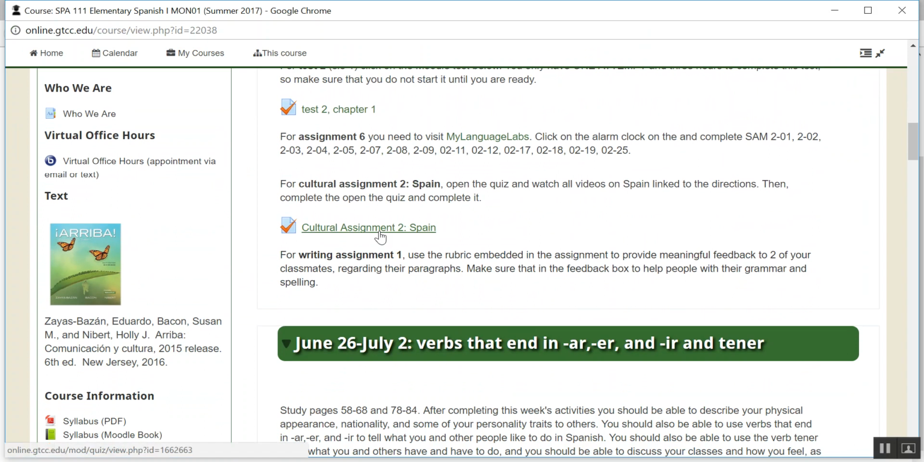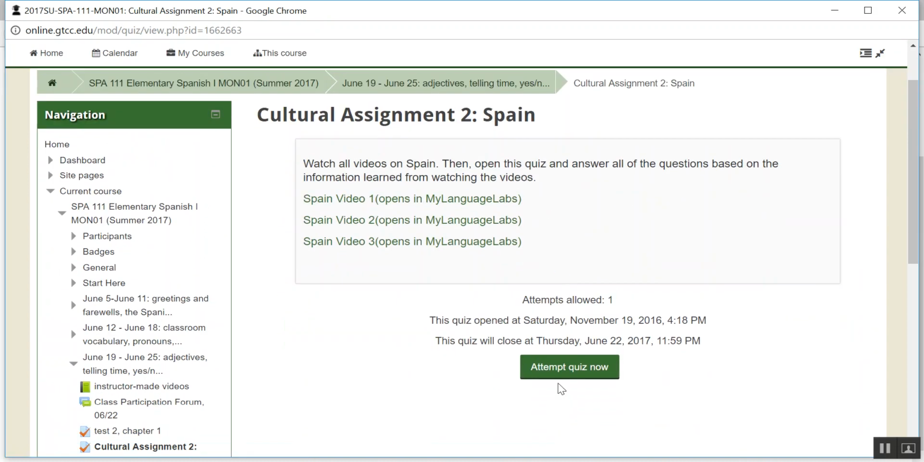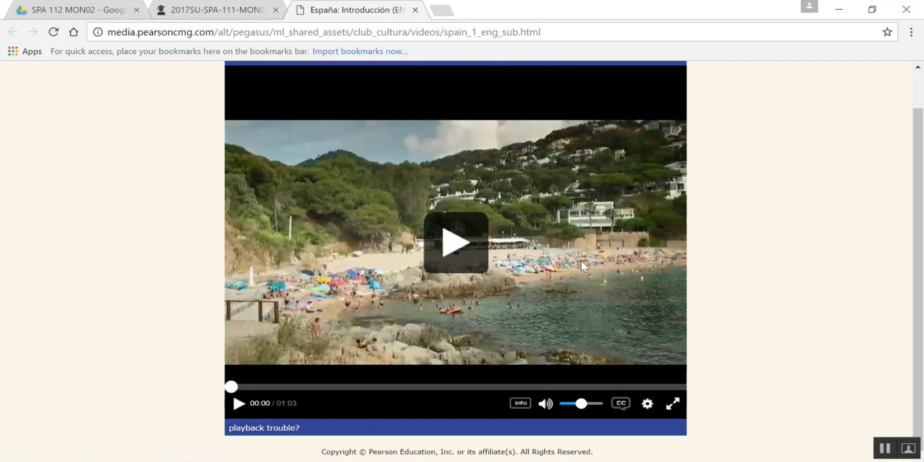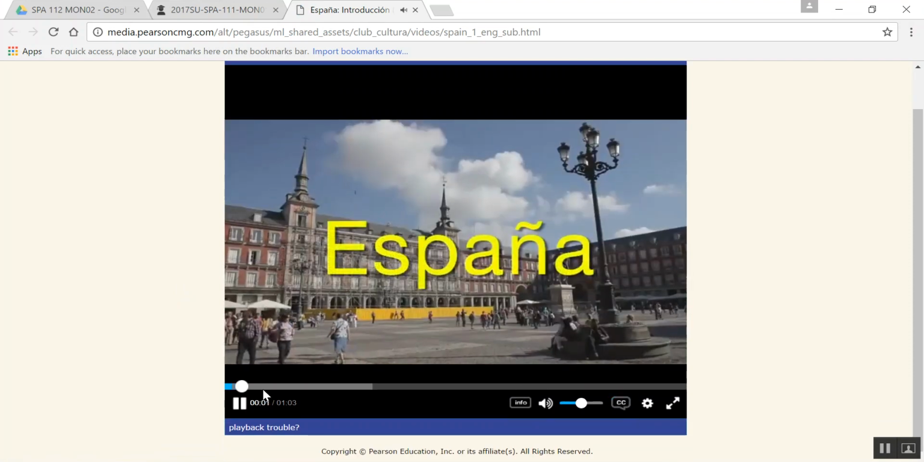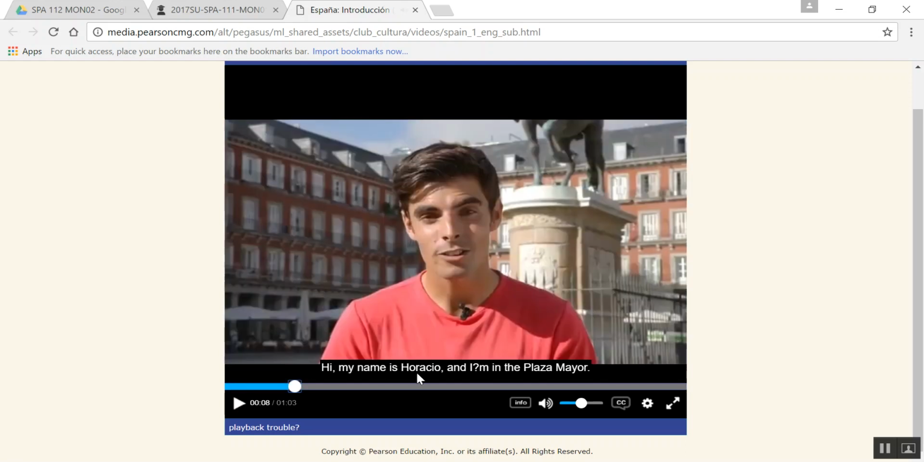We also have a cultural assignment. So for this, you'll open up the cultural assignment, and there's links that'll take you to videos that you have to watch on Spain. And you'll want to make sure the closed captions are turned on. Click the English, and trying to get it to go a little bit further, so you can see that the English captions will pop up, so you can listen to the video.